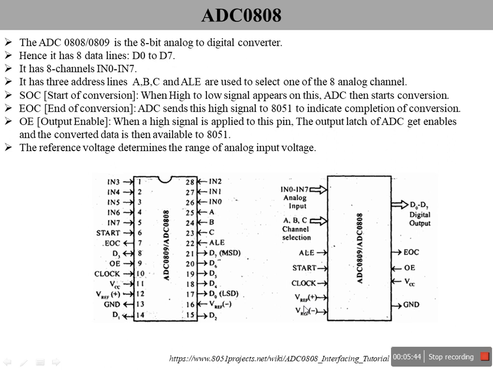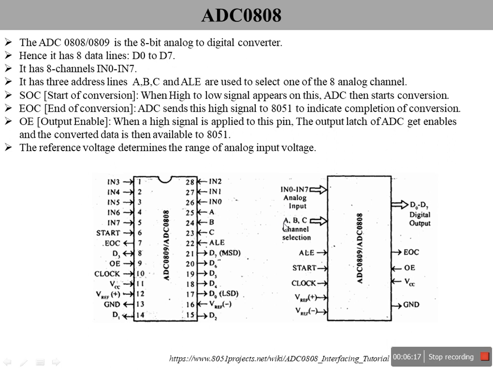To conclude about the features of the ADC 0808, it is an 8-bit analog to digital converter that has D0 to D7 as digital output, and it can take a maximum of 8 channels IN0 to IN7, and these channels will be selected by the address lines A, B and C. Depending upon the bit configuration on A, B, C, a particular channel will be selected.